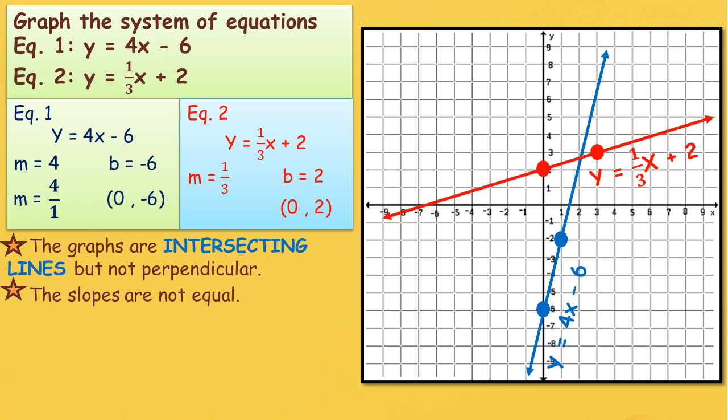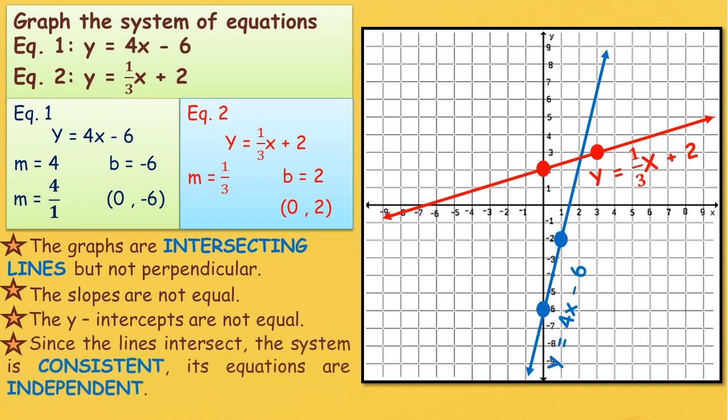The slopes are not equal. In equation 1, ang slope ay 4. Ang slope naman sa equation 2 is 1/3. Yes, they are not equal. The y-intercepts are not equal. Ang y-intercept ng equation 1 is negative 6. Ang y-intercept ng equation 2 is positive 2. They are not equal. Since the lines intersect, the system is consistent, its equations are independent.